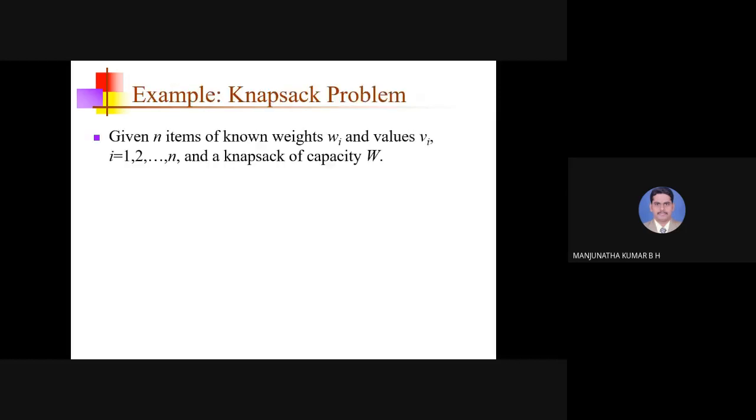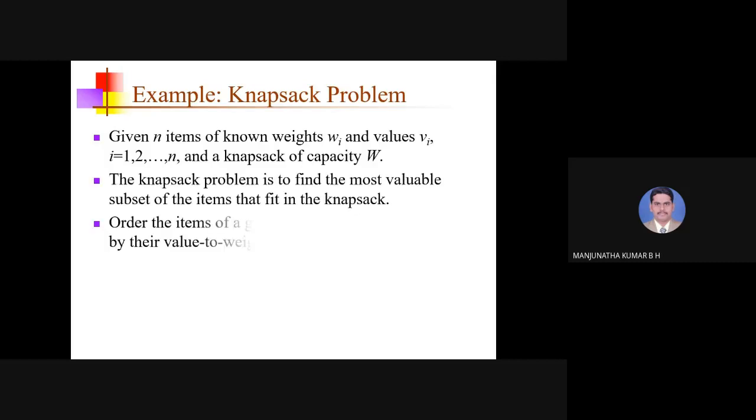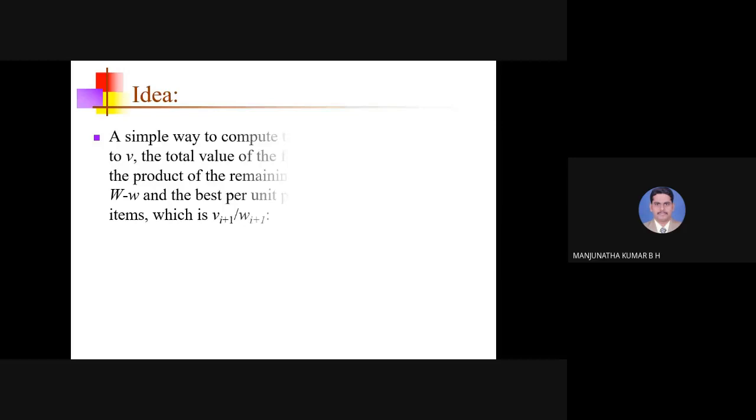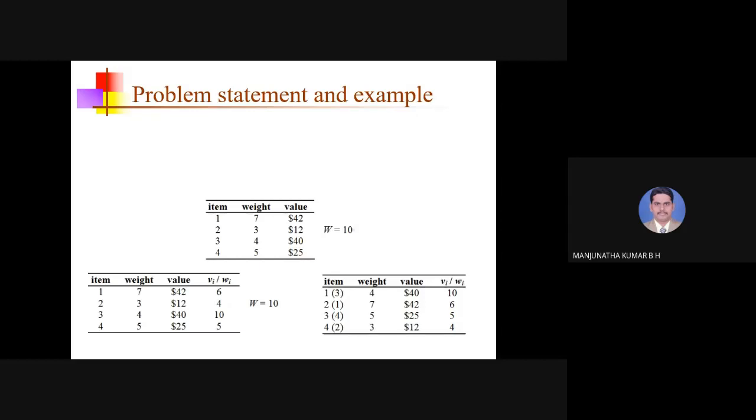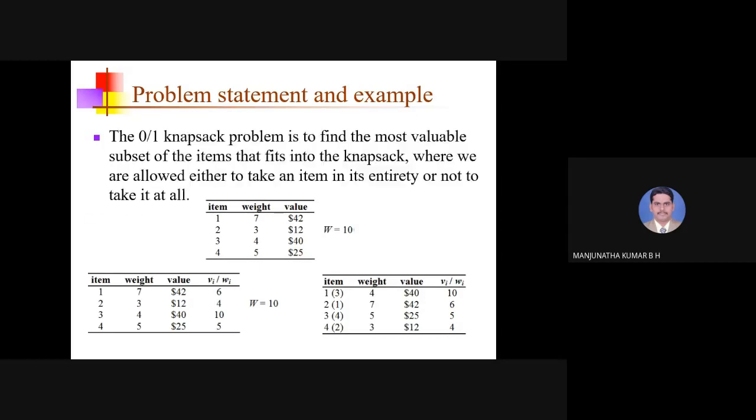And the second example is the knapsack problem we have discussed, and this problem is solved using the branch and bound technique. Here the idea was a different idea to calculate the upper bound value. This is the formula used to compute the upper bound value. And before computing the upper bound value, a very important thing is you have to arrange the items in descending order of their profit weight ratio.